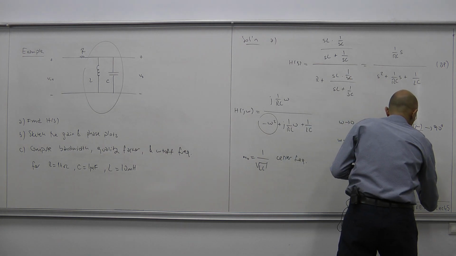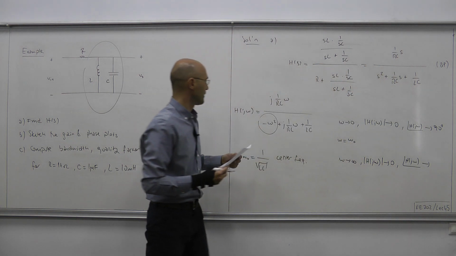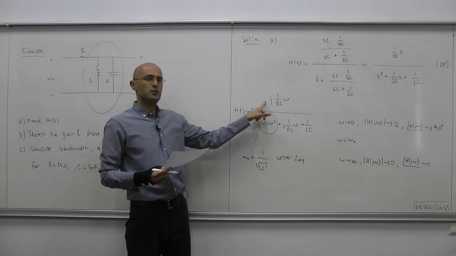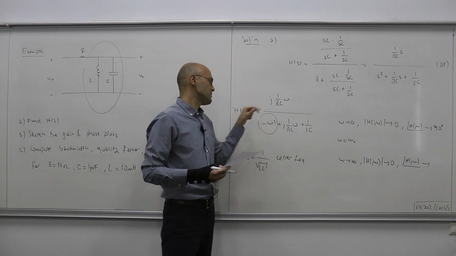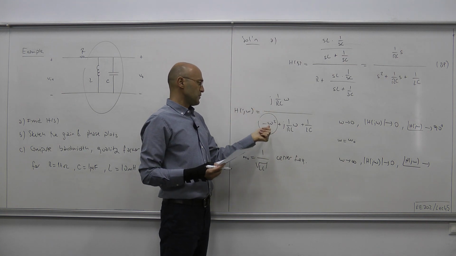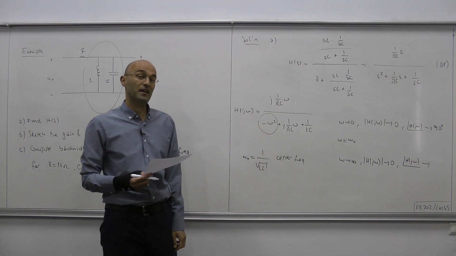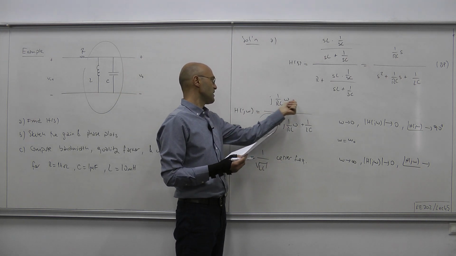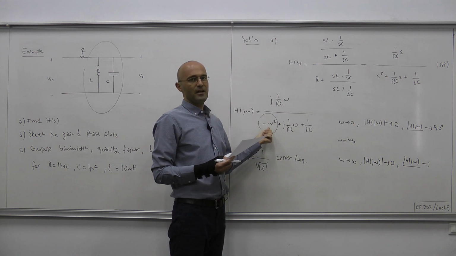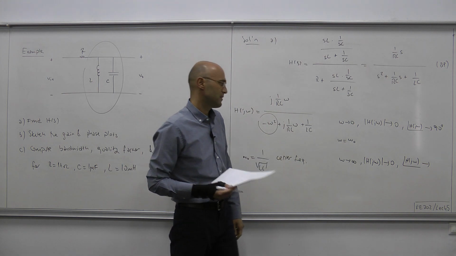How about the phase? The phase of the numerator, as we said, is always 90 degrees. And at high frequencies, this is the dominating term. It's negative, therefore its phase is 180 degrees. So the overall phase is 90 minus 180, which produces minus 90 degrees.